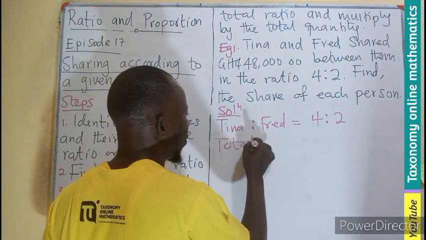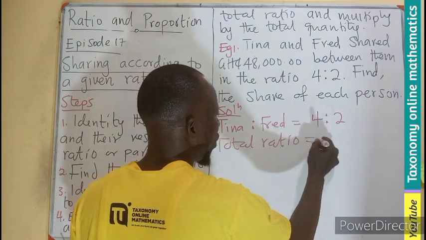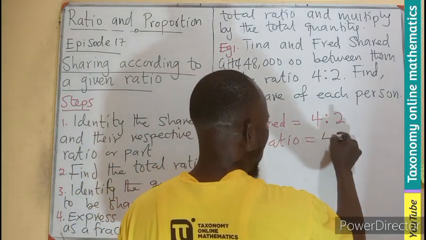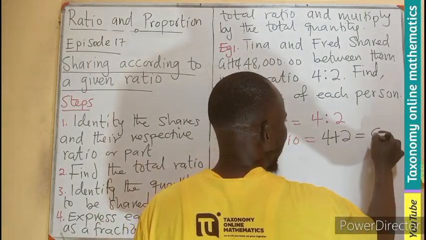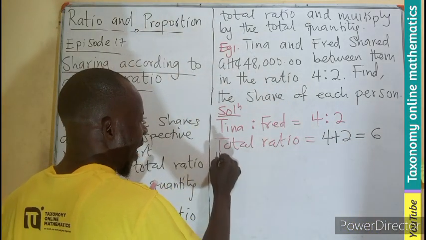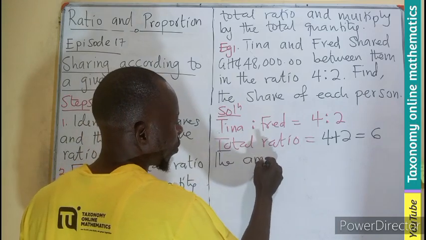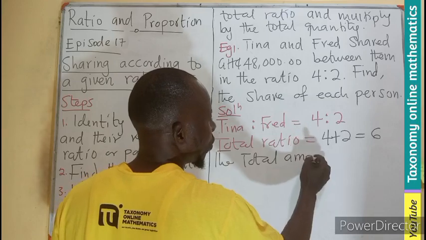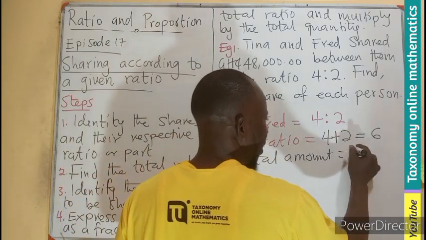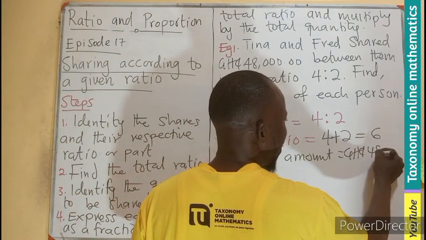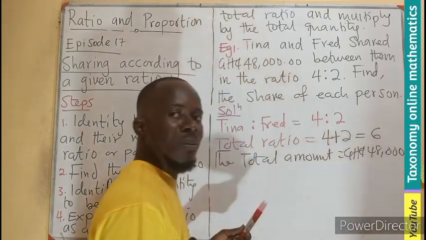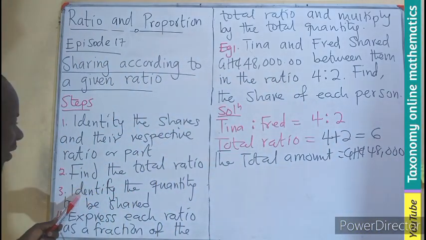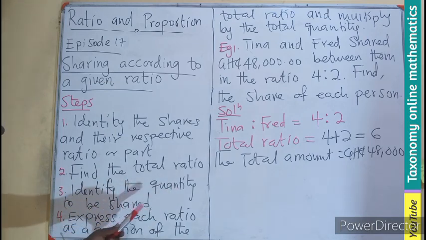So our total ratio is going to be 4 plus 2, which is 6. The total amount that they are to share, in this case, is 48,000. Let's identify the quantity to be shared. We have done that. Then express each ratio as a fraction.